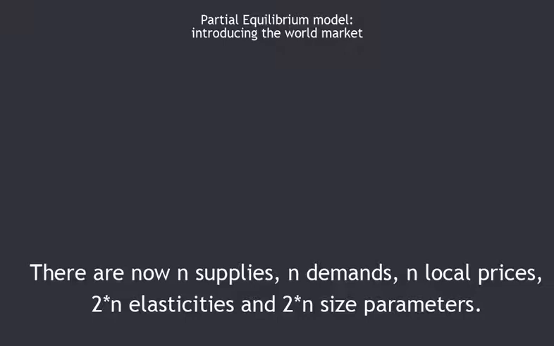And we also have 2 multiplied by n elasticities. Why? Because we have supply and demand. So 2 functions and 1 elasticity for each function. I remind you that we keep the isoelastic form of these functions. And we will also have 1 size parameter for each function. So here we have 2 times n size parameters.